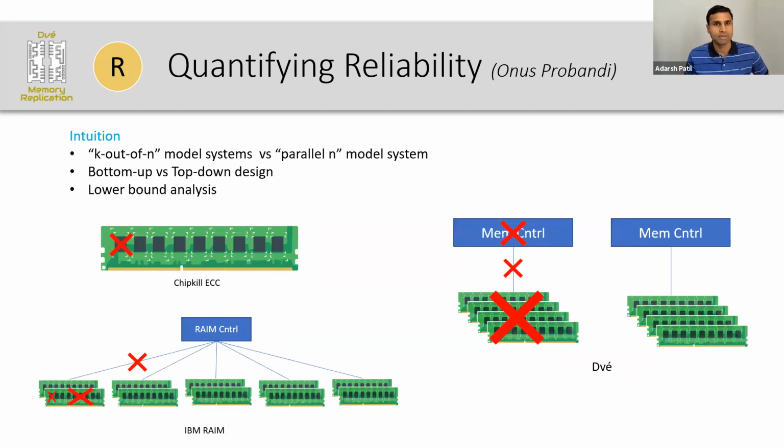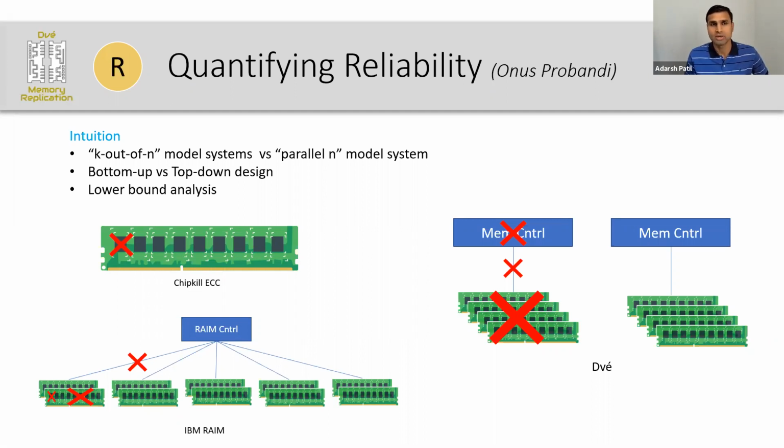An intuitive way of understanding these results is that ECC and RAM are K out of N model systems. That is, they rely on N minus K out of the N parallel hardware entities to operate correctly. In the case of chip kill, this translates to requiring 8 out of the 9 chips to be operational. And in the case of IBM RAM, 4 of the 5 channels need to be operational for the system to function in an error-free manner.